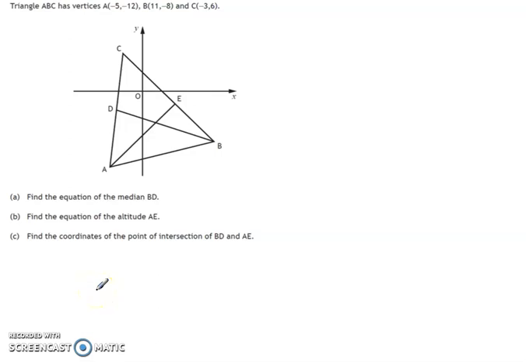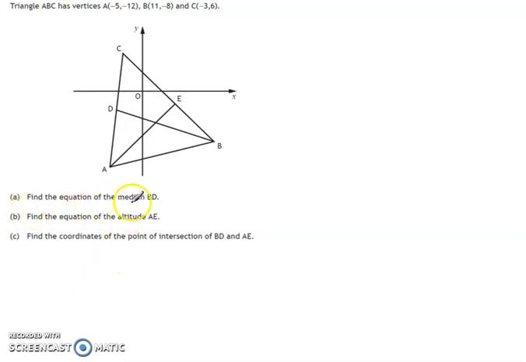So here, the 2019 Higher Paper 2, question 1. This question relates to straight lines and the properties of straight lines in relation to one another. Now it's got 3 parts to it. First is looking at the median, second is looking at the altitude, and the third is looking at points of intersection between 2 lines. So let's break this down, look at each part individually and some of the key terminology as well as how to calculate them.